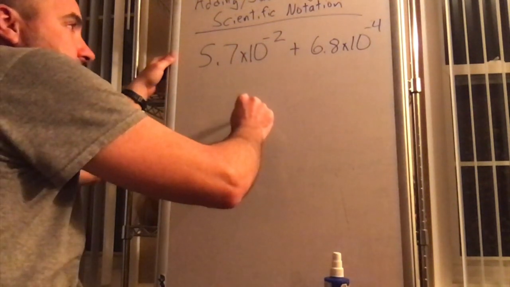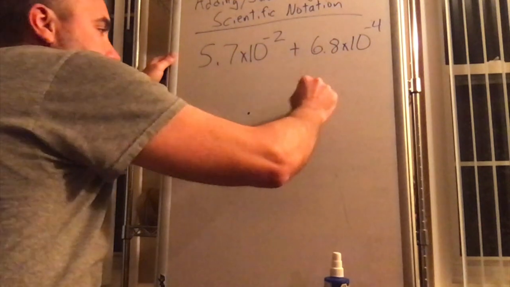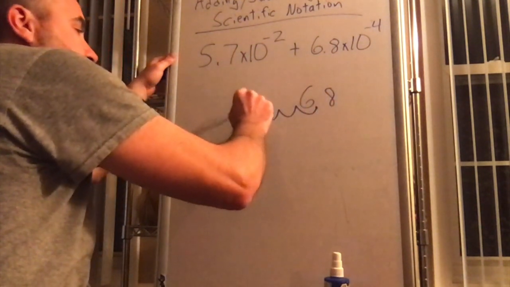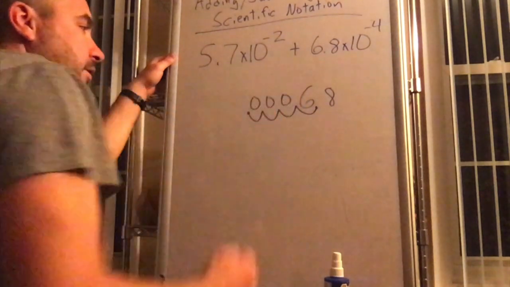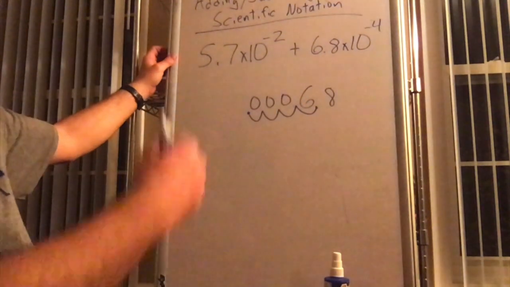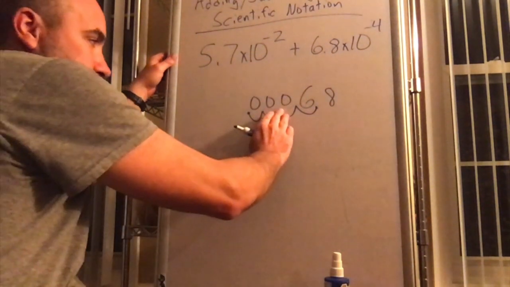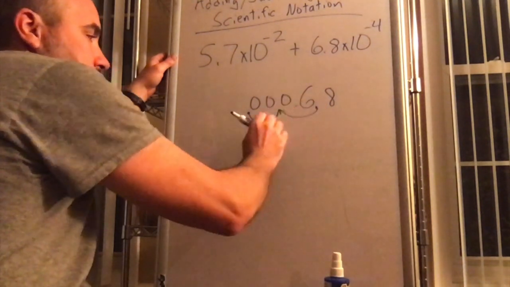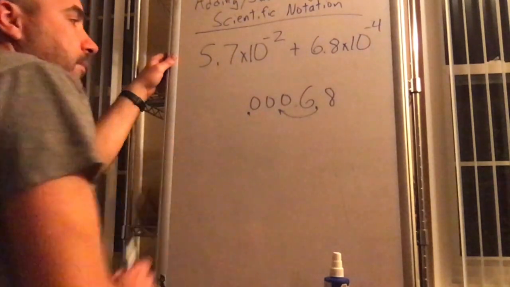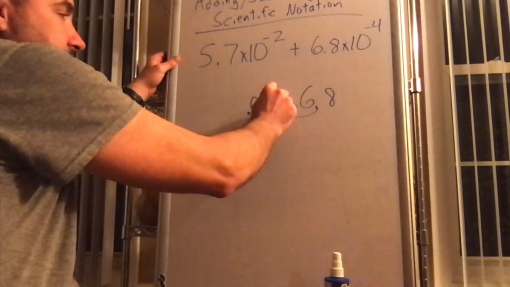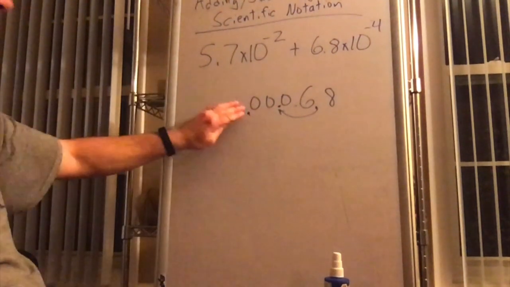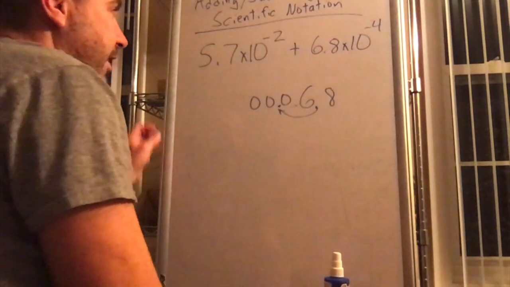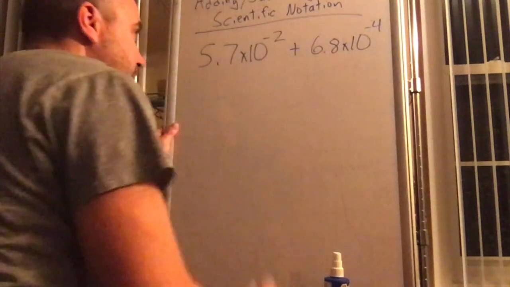So this was, if we think about it, the 6.8, we moved 1, 2, 3, 4 spots. So it really looks like this. We only wanted it to move 2 spots. So we got to go 2 spots. I should have taken these 2 spots away, all right, to make it 0.068. So I've got 5.7 times 10 to the negative 2nd.